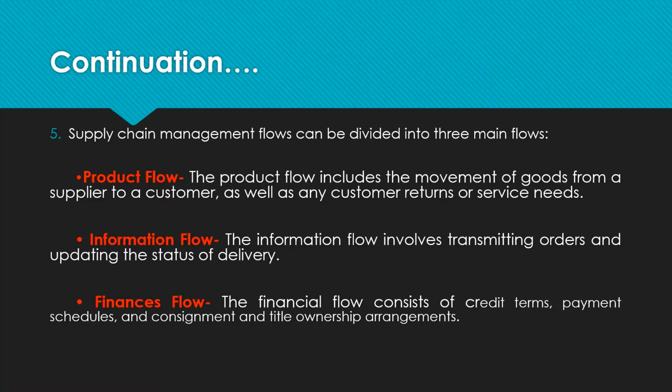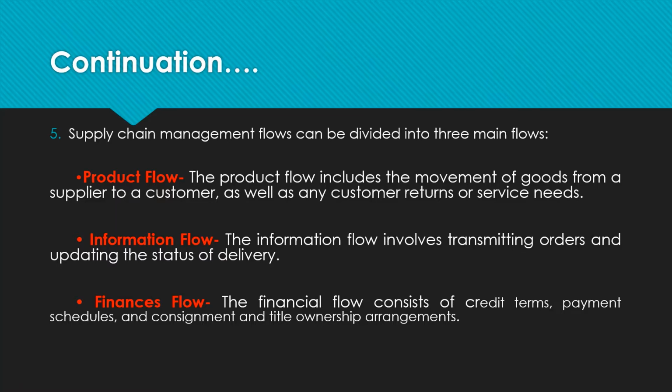Secondly, information flow. When there is a movement of information, we don't say movement, we call it transmitting of information. That means one person is informing something to another person. So that is the flow of information. Information flow involves transmitting orders. Someone is giving you an order or someone is updating you about the status of the delivery. These also come under the transmitting of information. This type of transmission of information is known as information flow.